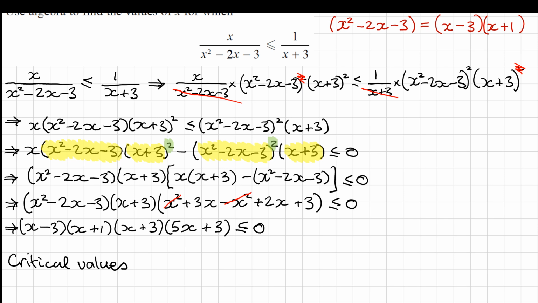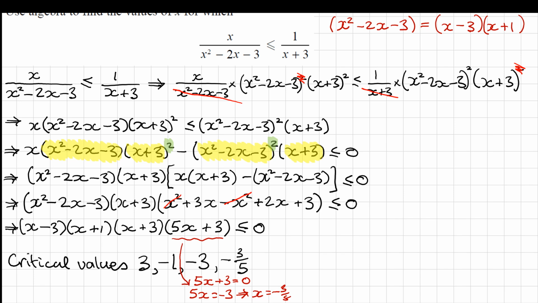So I've got critical values of 3, -1, -3, and from here, 5x plus 3 is equal to 0, 5x equal to -3, which gives me x is equal to -3/5. So that gives my other critical value -3/5. So let's now draw a sketch of what this quartic looks like.